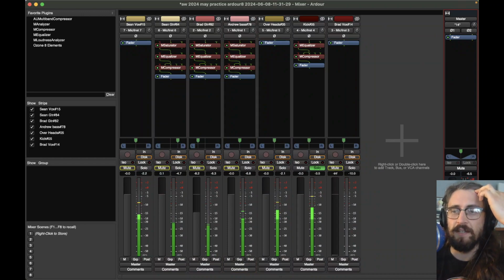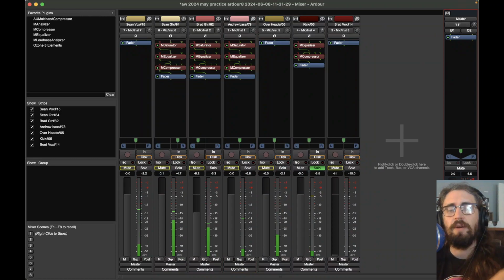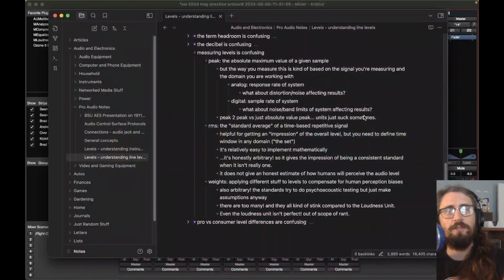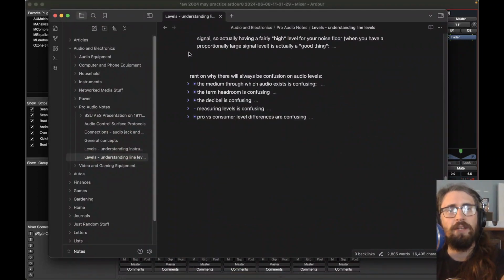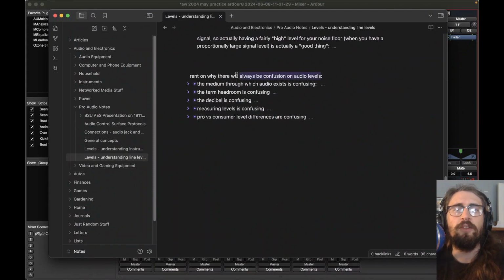I'm not 100% positive, but I'm pretty sure since 6 dB down from 20 is about where it's peaking, which would be like 14. So, anyway, let's go ahead and switch over to my notes about my rant. I wasn't really sure when to start talking about this. This is my rant on why there will always be confusion on audio levels. You ever notice how?